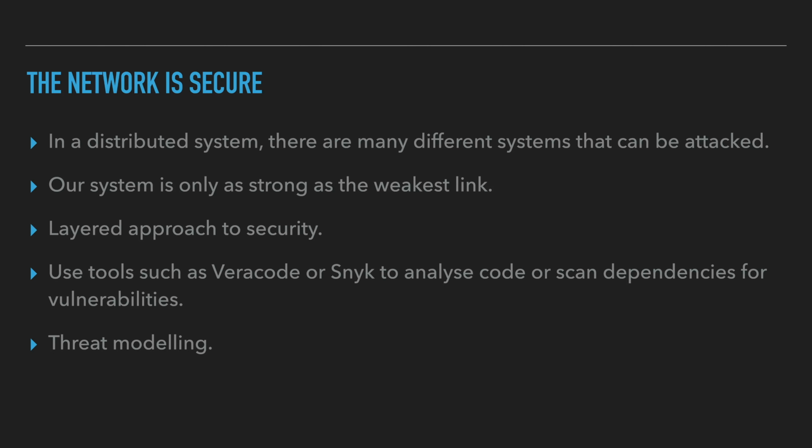The fourth fallacy is that the network is secure. There are many different ways that the system could be compromised: a rogue employee, data that's unencrypted, vulnerabilities in our code, or third-party dependencies, and so on. How can we mitigate this?